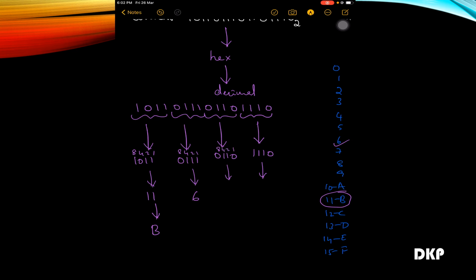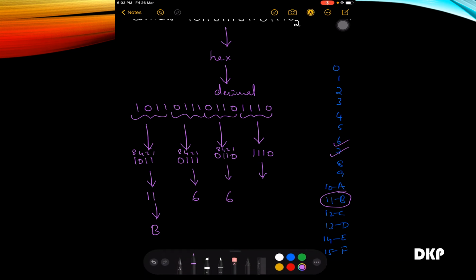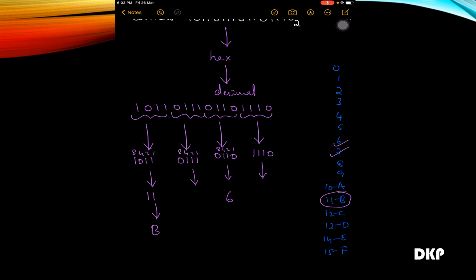What is the next decimal? Again, 6. Sorry, this is not 6. 4 plus 2 plus 1, 7. It is 7. This is 7. 4 plus 2 plus 1, 7. And 0110 is the binary for 6.